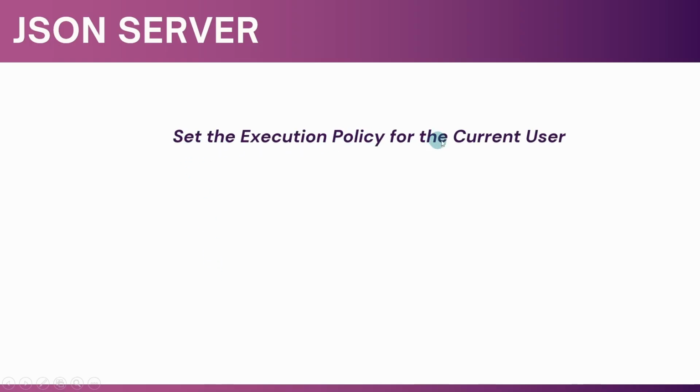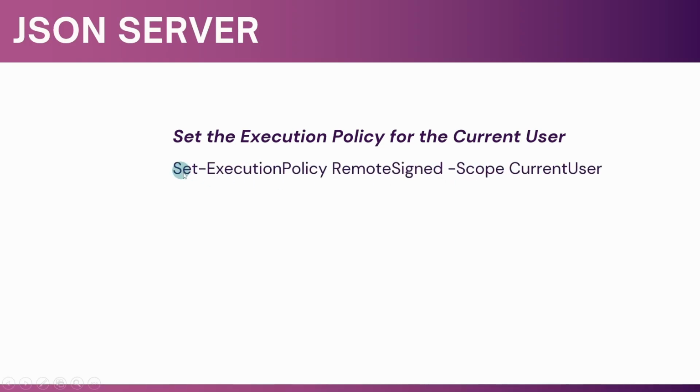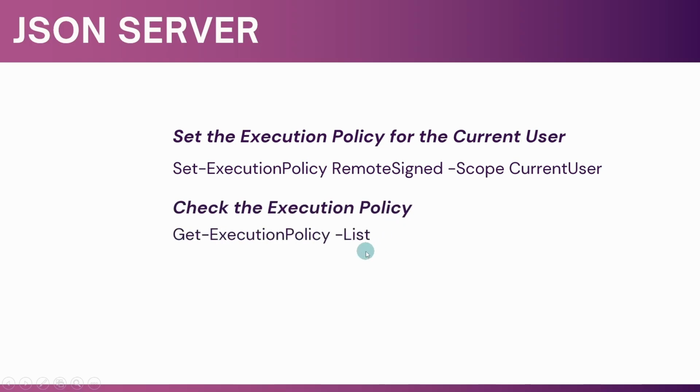You can set the execution policy for the current user, and in this case, you do not need any permission. So for that, run this command: Set-ExecutionPolicy RemoteSigned, and you have to write -Scope CurrentUser. Once it is done, you have to check the execution policy list, and inside that the policy list will be displayed. After that, once you check the JSON server version, you will have the version displayed.